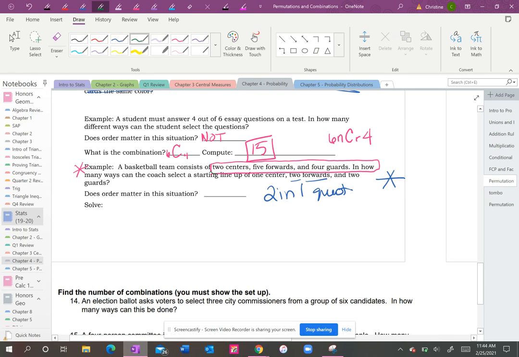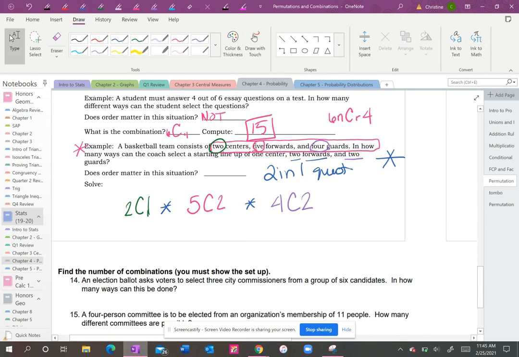So you're going to have 2 centers, choose 1. You're going to have 5 forwards, choose 2. You're going to have 4 guards, choose 2. And just like we talked about in the beginning of this whole chapter, when you have a certain number of outcomes for each different category, you're going to just multiply all these answers together. Now, I'm going to tell you that it's going to be easier for you to just do these and get 3 separate answers and then multiply them all together.